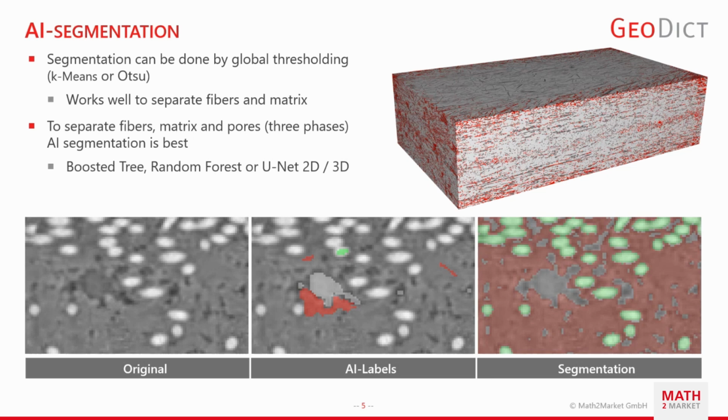And in the bottom, we can see how that in principle works. We have on the left side the original gray value image. Then we have some labels that were manually put in there. And then we get on the right side the segmentation that is then created using the AI.